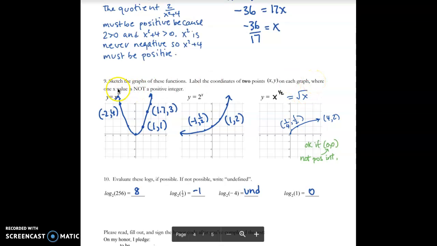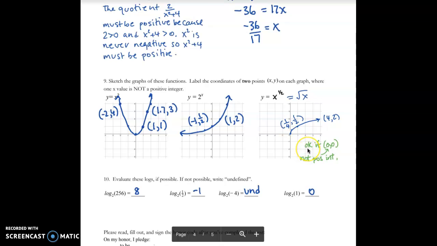These instructions where one x value is not a positive integer threw a couple people for a loop here, because I think you recognize that you couldn't plug in a negative number for x, but you got to recognize there's lots of positive numbers that are not integers, such as 1/4. So if I plug in 1/4, the output will be 1/2, and I can plot that point. It's a helpful point to plot because it reminds me of the shape of this graph near the origin.